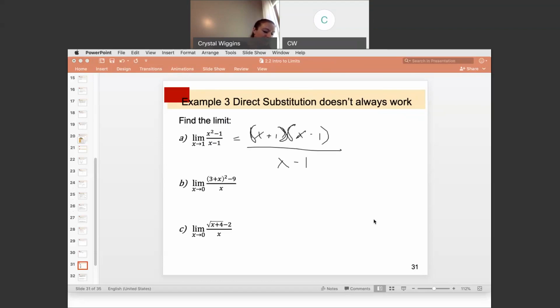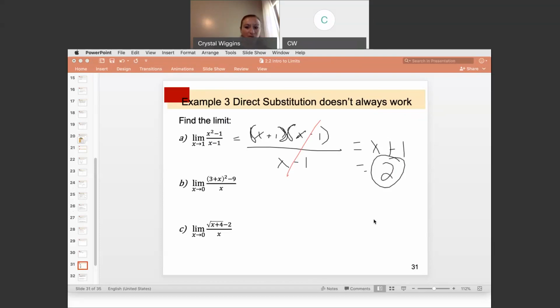So now, since I've factored the numerator, I can see algebraically these are equivalent, leaving me with just an equivalent algebraic equation of x plus 1. And I can now do a direct substitution by putting 1 in there and getting the limit of 2.